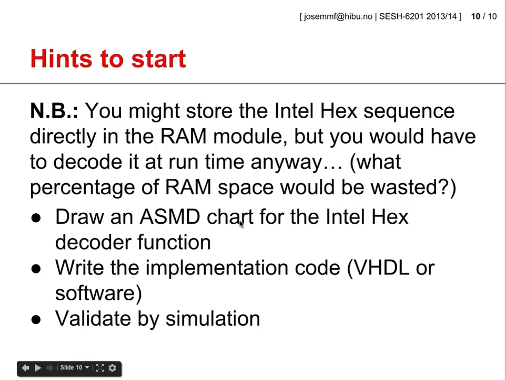So what I recommend you to do is you could start by drawing an ASMD chart for the Intel Hex decoding function. And once you have this chart, you can write the implementation code, be it in VHDL if you want to have a hardware decoder, or in whatever software language you are using, assembly or C or whatever, if you want to write it in software. Whatever way you decide to do it, I recommend that you do it as soon as you go on receiving the characters, and that you validate your implementation by simulation before continuing with your development work.